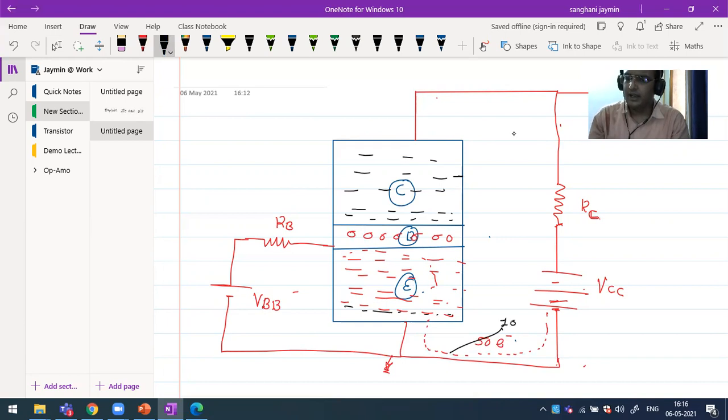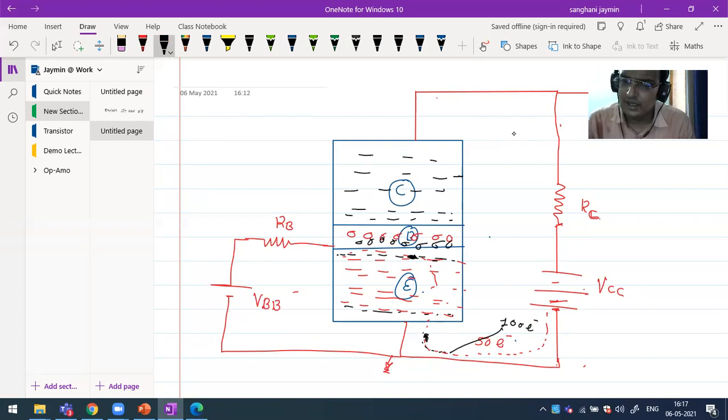Assume that 100 electrons are present here, but at this particular point, obviously more than 100 electrons are present. Why? Because the emitter emits its electrons. Remember that point: the emitter emits its electrons. That's why a large number of electrons can be present here with reference to this one. Then some of the electrons combine with holes present here.